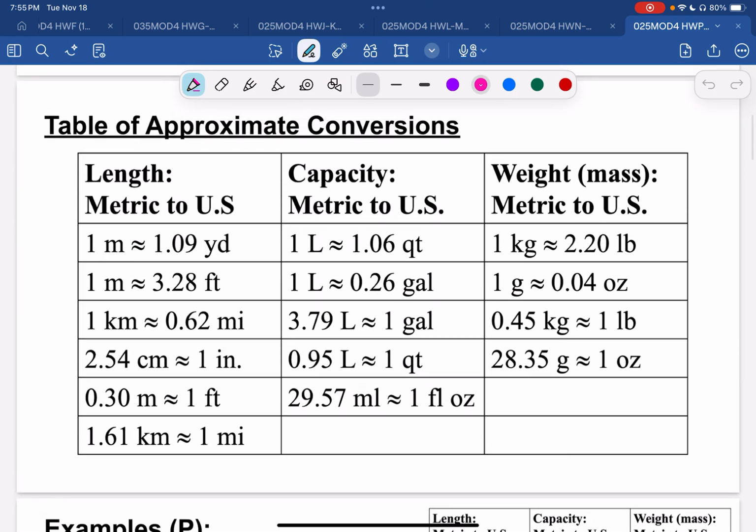So this is a big table. I would definitely make sure that I pause the video and write down all of these because these are some kind of weird numbers, right? So this is the table that will take you from metric to US and back. We've got one column for length, a column for capacity, and then a column for weight or mass. You want to make sure you have these and have access to these when you're doing these conversions.